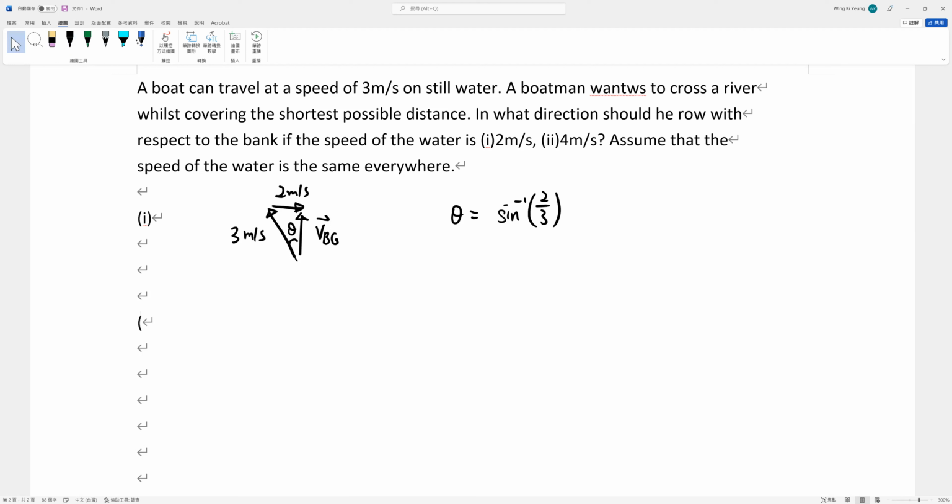So for part two, do you want to think about this question by yourself first? Now, do you think this triangle is possible? Do you think this triangle is possible? Do you think it's possible?